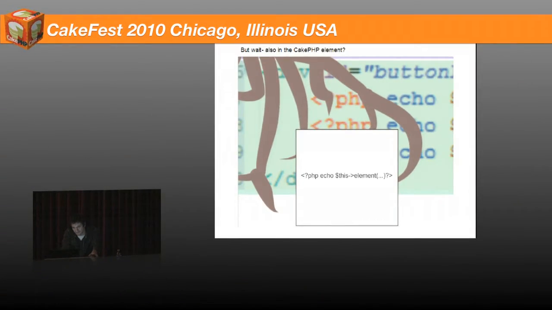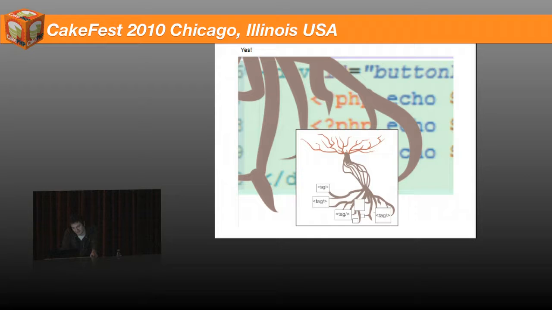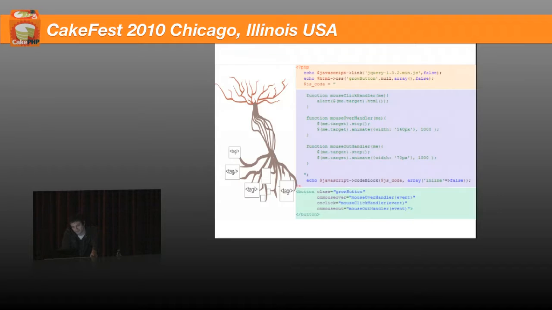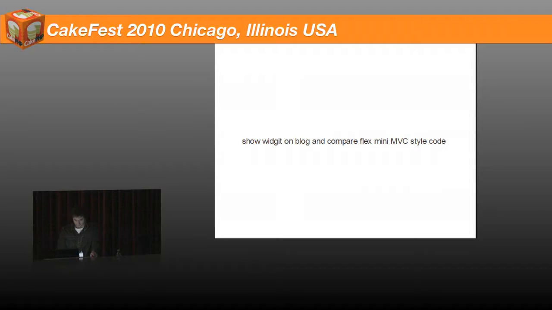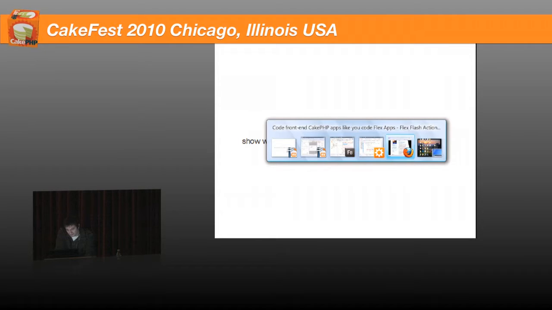So now let's look into an element because we can take this even further. Inside the element, it can pretty much be a smaller application as well. So we have even another MVC tree in there, a recursive loop of MVC trees, if you will. In this element, we have some buttons where we have some mouse click handlers defined, and just a button with the handlers defined in the actual markup. Okay, so here we go. Let's show a widget on my blog and compare the Flex example.